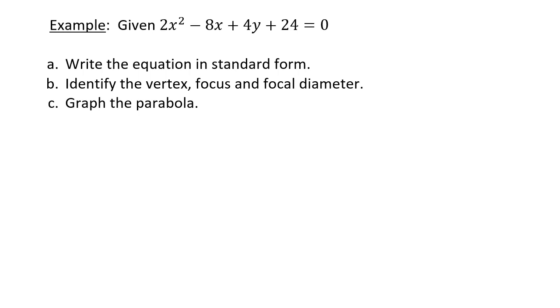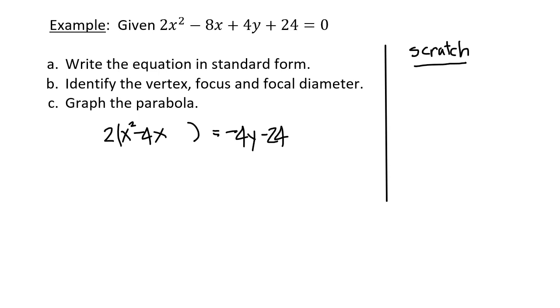In this example, we're given 2x squared minus 8x plus 4y plus 24 equals 0. Our first task is to write the equation in standard form. So I'm going to put all the x terms on one side, 2 times x squared minus 4x, put all the y terms on the other side, so that's minus 4y minus 24. Now I need to complete the square, so I have -4 divided by 2, that's the coefficient of the x term, all squared, that's (-2) squared, or 4. So I'm going to add 4 and also subtract 4.